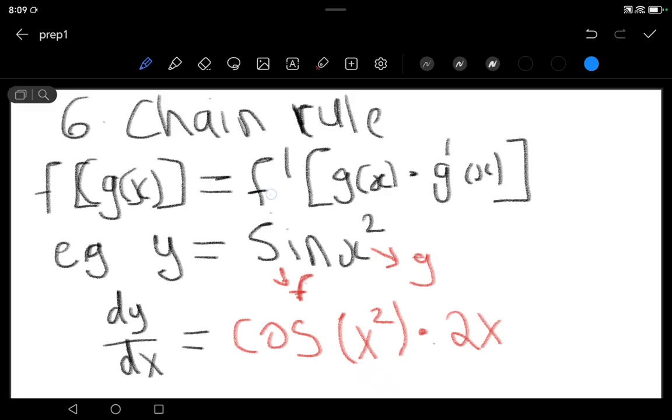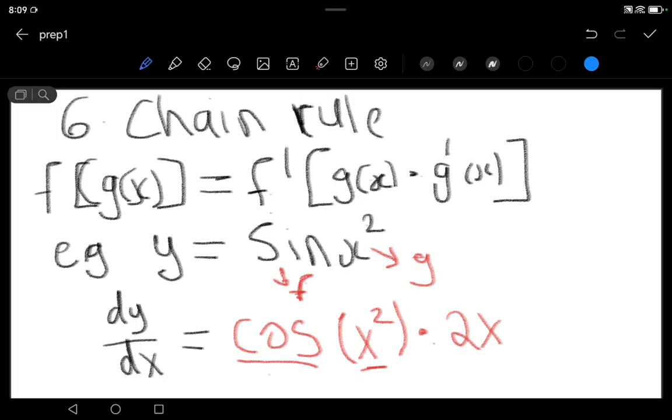So this is how we derivate it. Our f is sine, and we derivated sine, which is cos, and then open brackets g of x. Our g is x squared, multiplied by g prime of x, the derivative of g, which is x squared, so it's gonna be 2x. You following? Yes. Great.